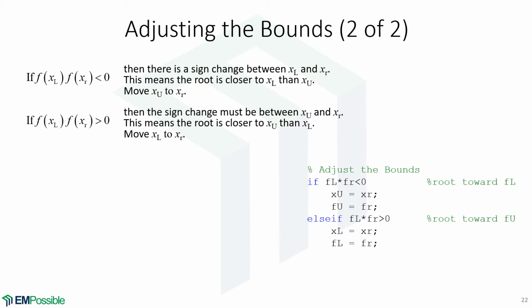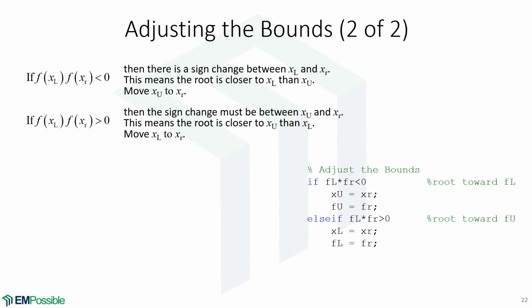So in MATLAB, we'll tack on here an else if function at the lower bound times function at the root is greater than 0, so they have the same sign. We copy the information over from the root to the lower bound. And I'll point out again, we're not reevaluating the function at this new lower bound. We've already done that. We just copy that information over, and that has everything to do with speed when calling that function takes a long time.